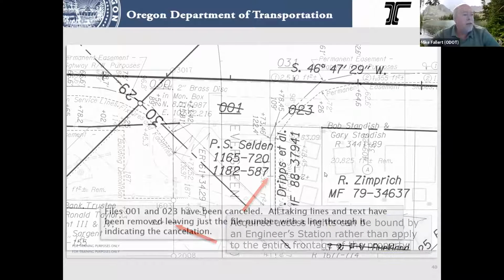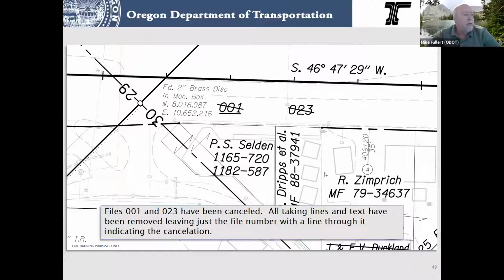This is a canceled file, so sometimes things change, like you say, for different reasons. All the information is removed basically as far as what the files were, other than the numbers, and they're just crossed out.